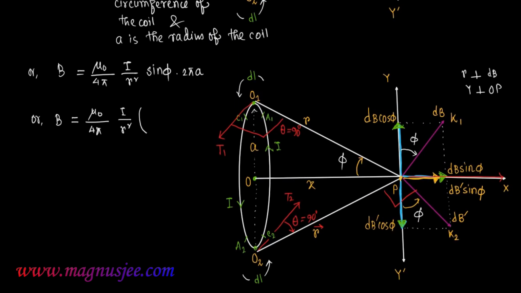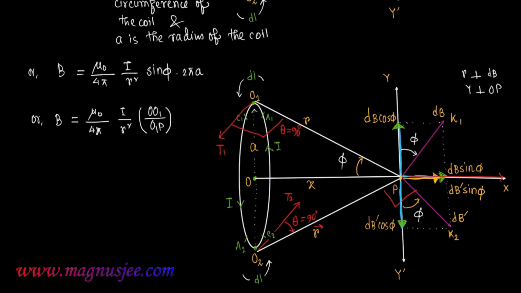or B equal mu 0 by 4 pi I by r square. In place of sin phi we can write O1O by O1P, perpendicular by hypotenuse, from the triangle O1OP.